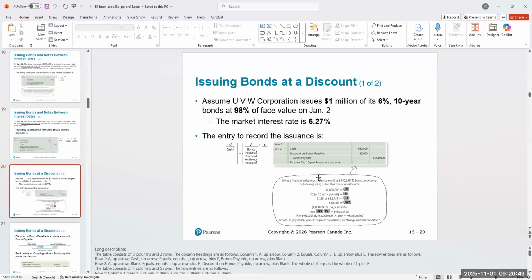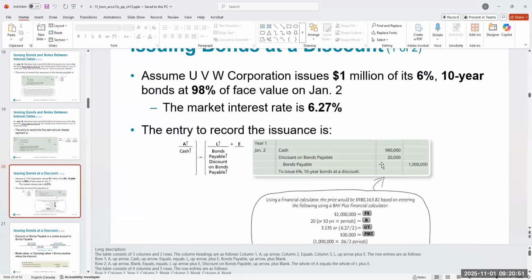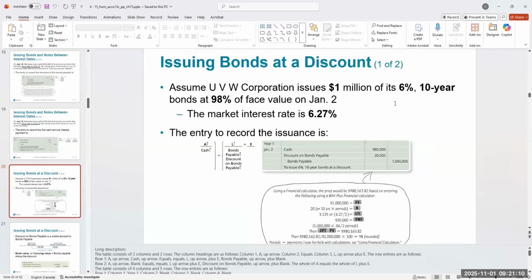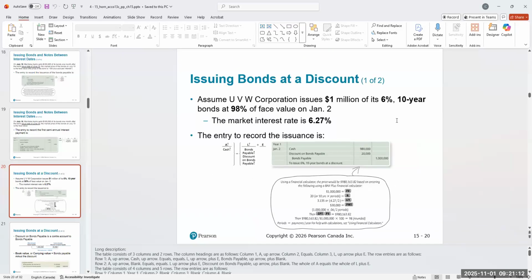So now, when we issue the bonds with a discount, obviously once we get less cash, that means we're short on the debit. So we have to add more debit. That's why we're debiting discount on bonds payable. And we're going to create bonds payable with the entire amount of the bonds that we have to pay after, in this case, 10 years.